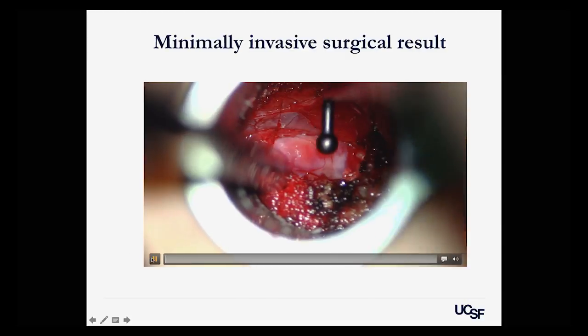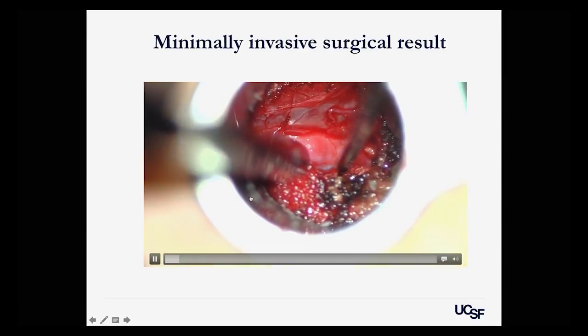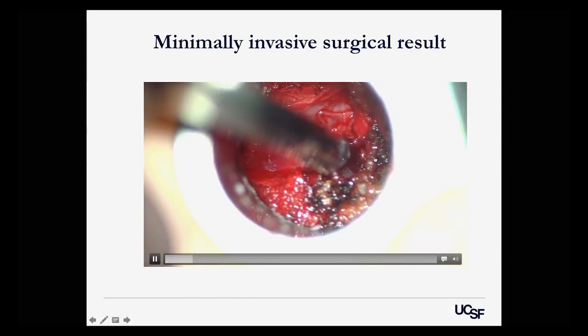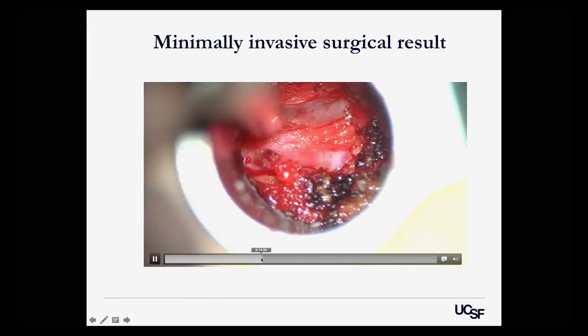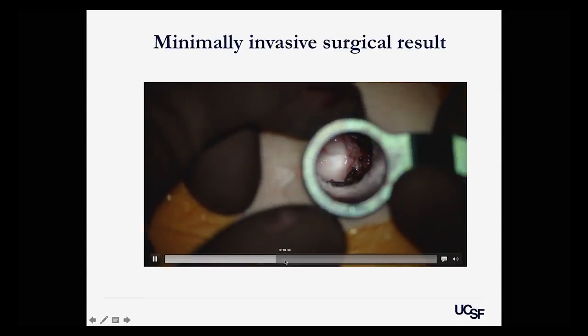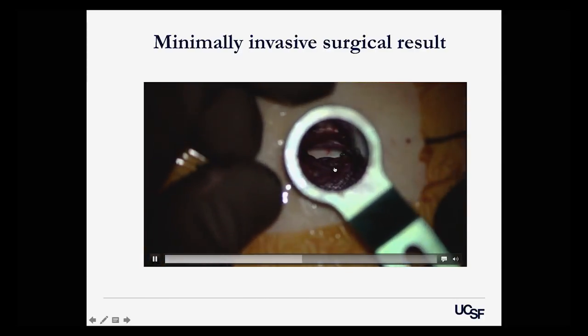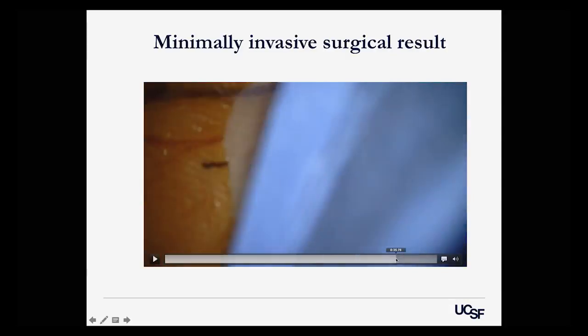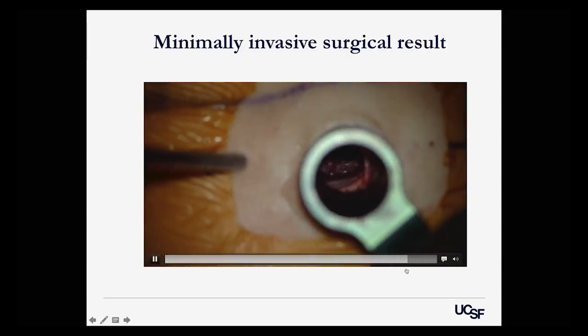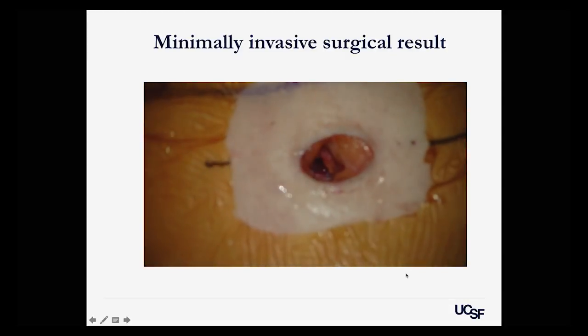This is the very end of the operation, so the nerve is completely visualized. I can feel under it. It's completely free of pressure. Again, I did this minimally invasively, so as I remove the retractor, you can see all the healthy core musculature that's been preserved. And again, this is a 16 millimeter incision.